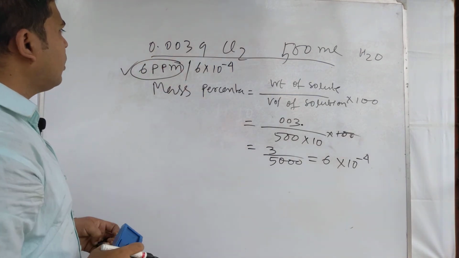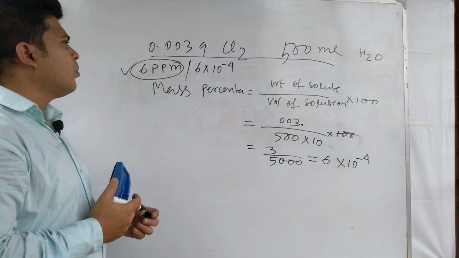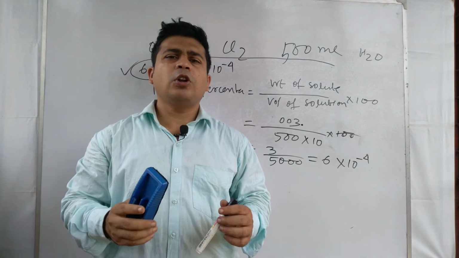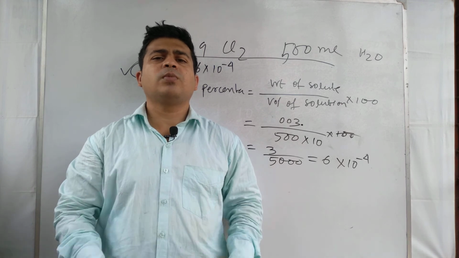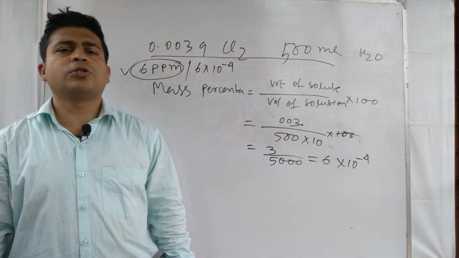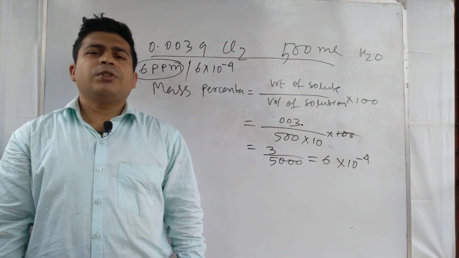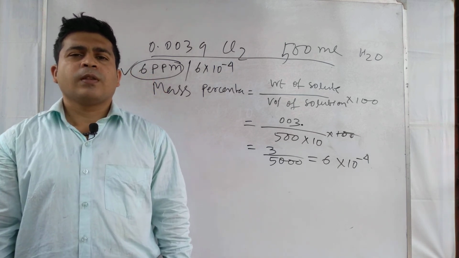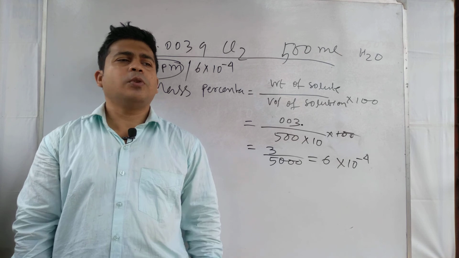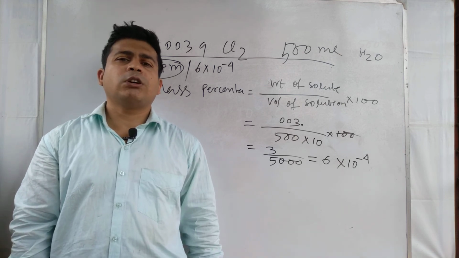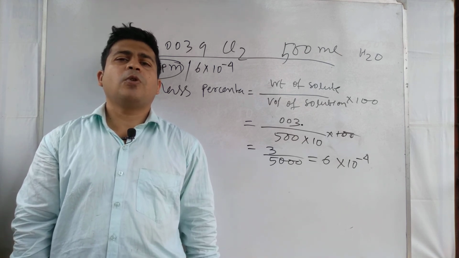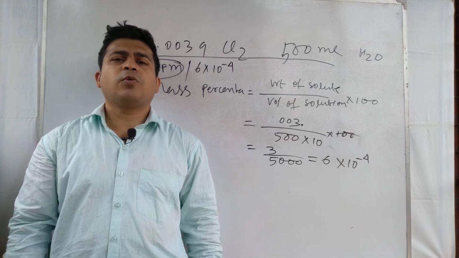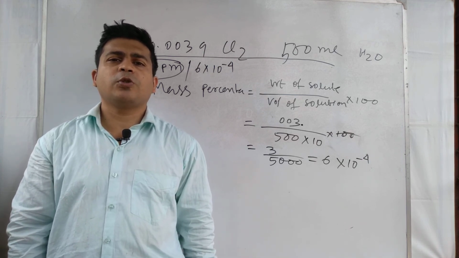Therefore we use the ppm term for a solute that is present in a very small amount in a solution. Okay, so this is the discussion about ppm, parts per million. I think you understand this topic. If you have any problem about ppm, then you can comment, and I will answer what the solution is for your question.